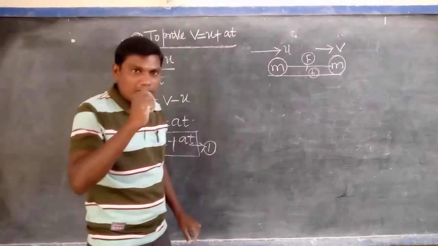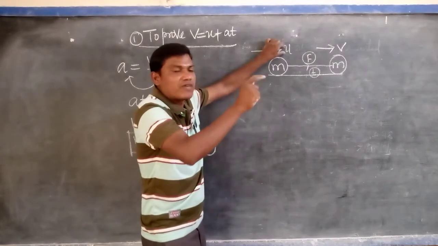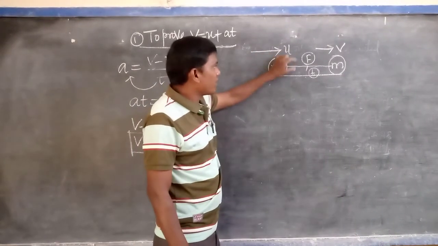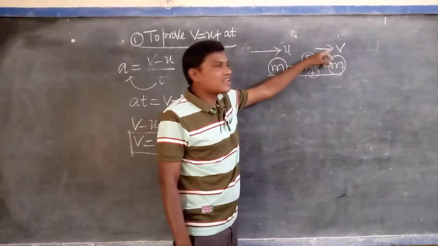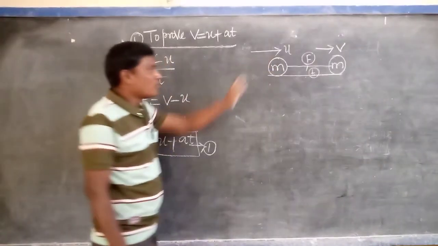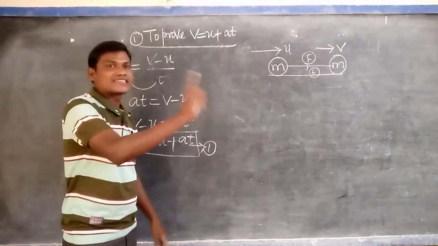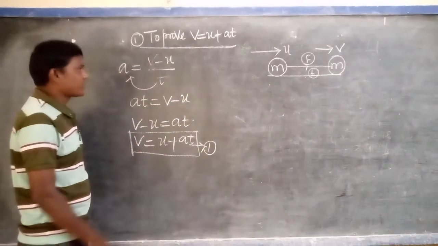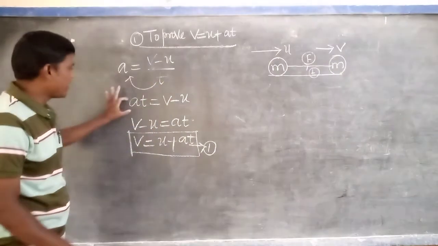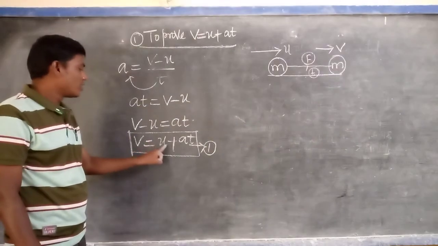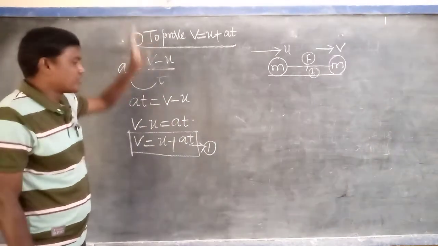Let us consider a body of mass m. Initially, the body is moving with initial velocity u. If an external force is applied on the body up to time t, then the body moves with another velocity, that is v. Here the velocity of the body changes. That's why we say that the body moves with acceleration. So we know that acceleration equals (v minus u) by t. Then at equals v minus u. Then v equals u plus at. This is the proof of the first kinematic equation.